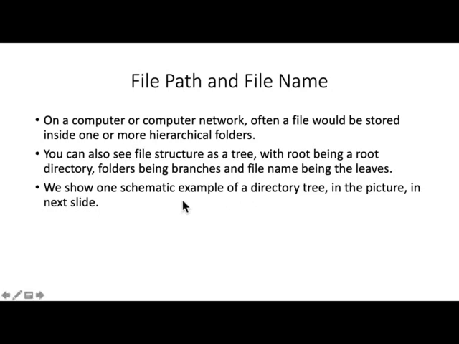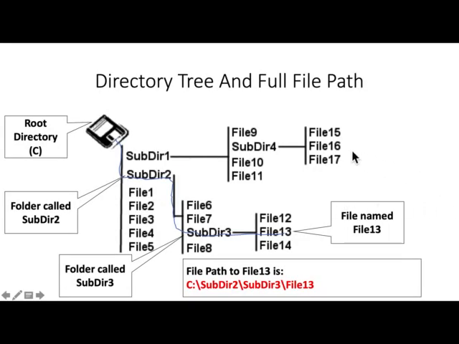We're going to show you a schematic example of a directory tree in the picture in this slide right here. So notice here, the floppy disk means that this is your hard drive. Let's call that directory C, the root directory. Windows very often calls it C, although it could be D or E, or any other name you like. Then in that you have a subdirectory, which is a folder, subdirectory 2, which is a folder, and there could be just files, file 1, file 2, etc., or file names.